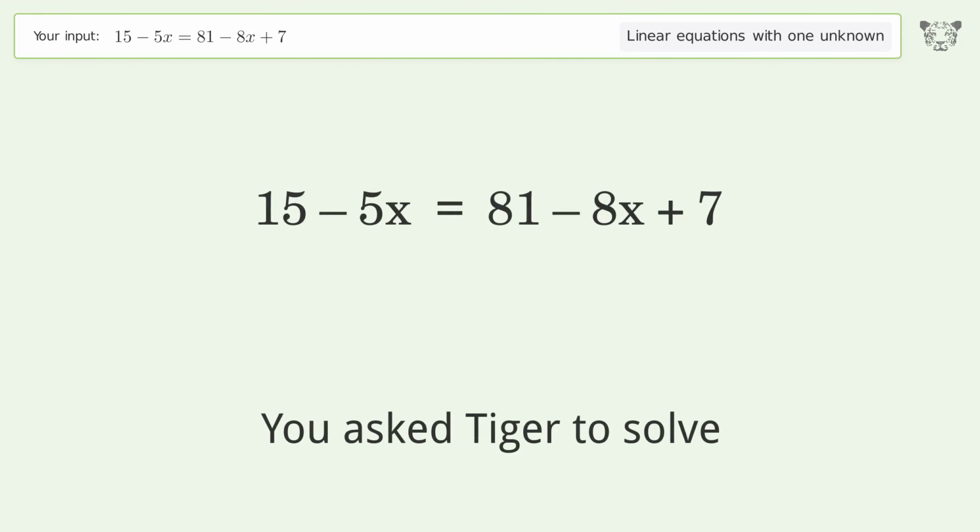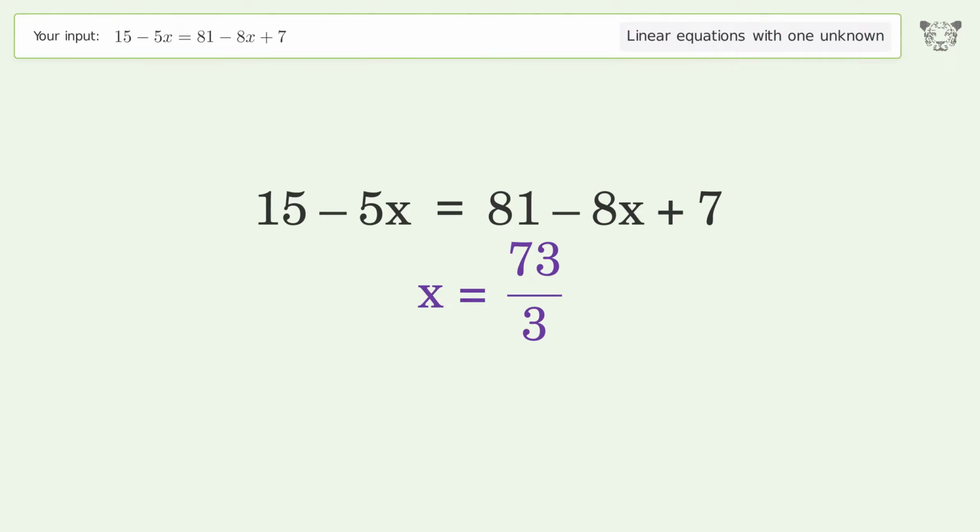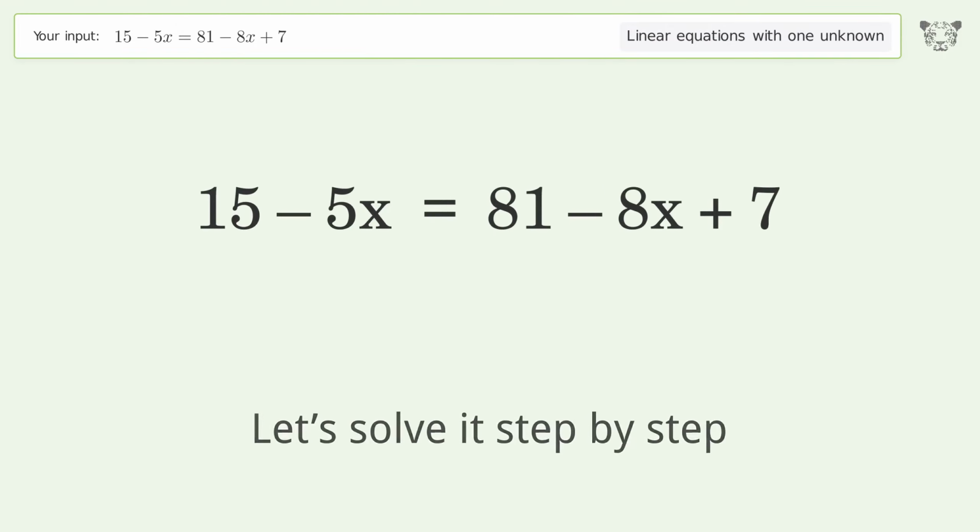You ask Tiger to solve. This deals with linear equations with one unknown. The final result is x equals 73 over 3. Let's solve it step by step.